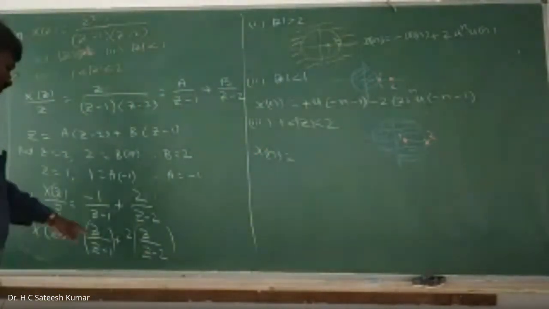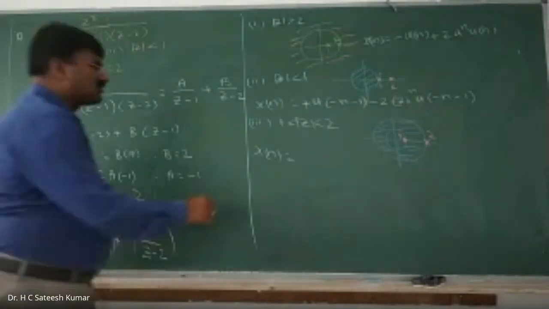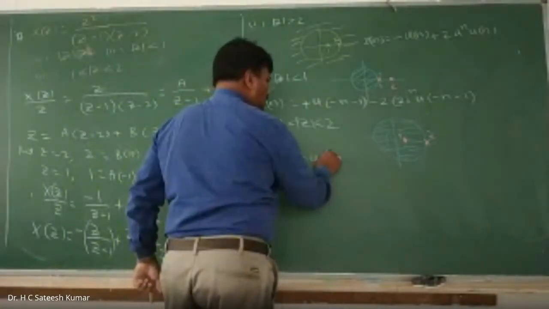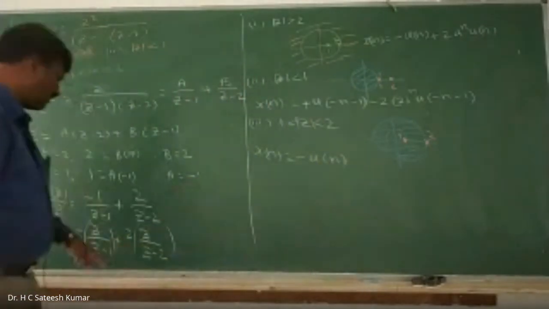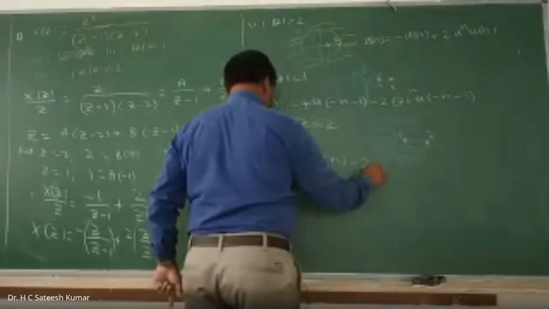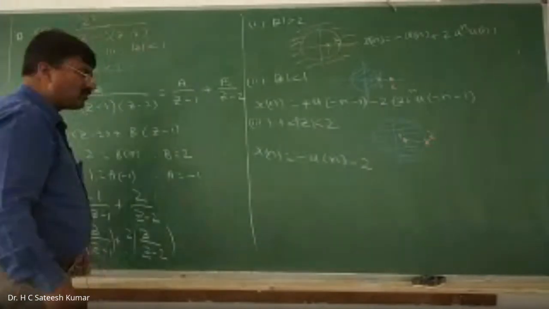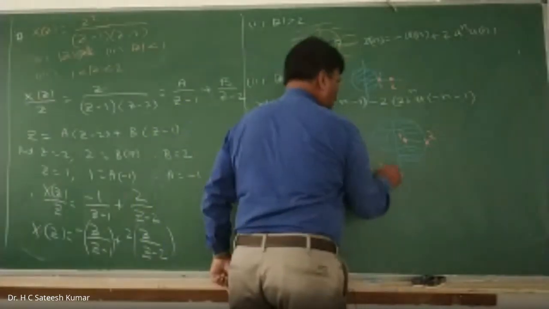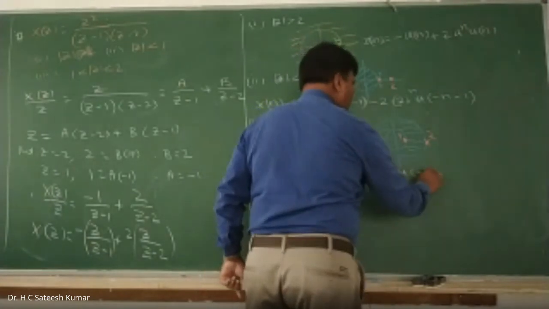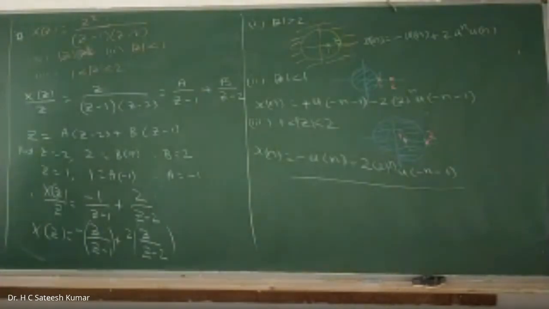Therefore, x of n is equal to, the first one is less than the ROC, this pole. This term will become a right-handed sequence. So, minus U of n. And the next one is a left-handed sequence. So what you should do? Minus 2, you keep it as 2 into, and z divided by z minus a, left-handed means minus a power n. Therefore, I have written minus 2 power n into U of minus n. That's how we should do it. So this is the way we should do inverse Z transformation given x of z, right?